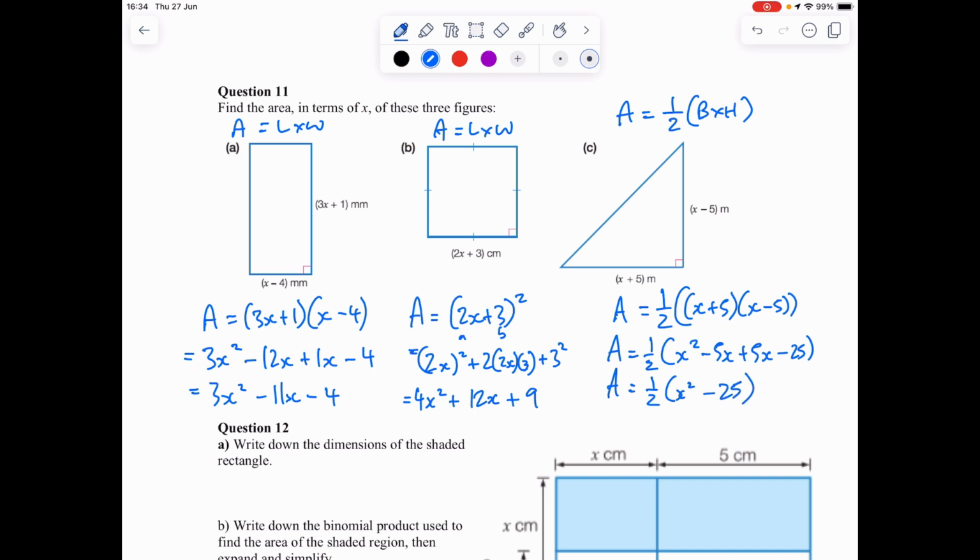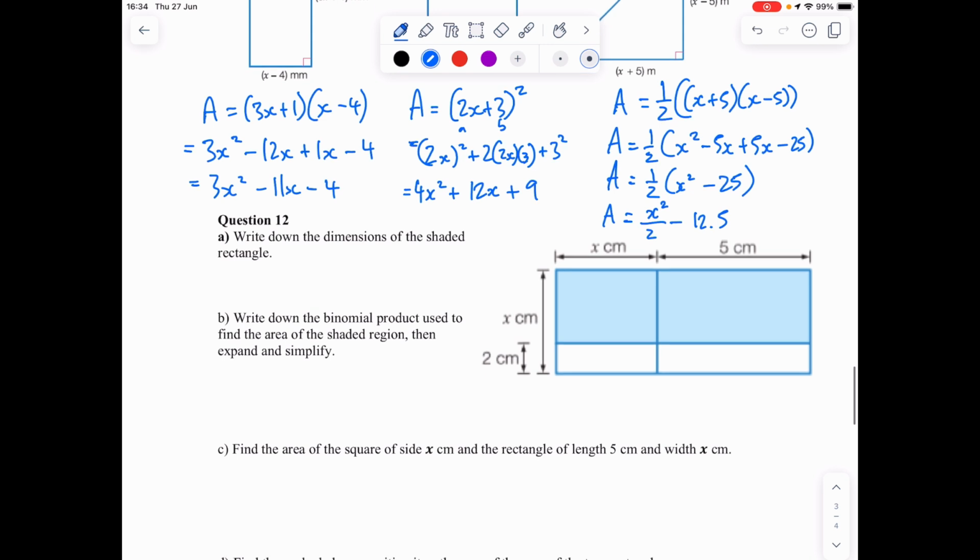So x squared times 1/2 is going to be x squared on 2. And 25 times 1/2 is 12.5, I believe.